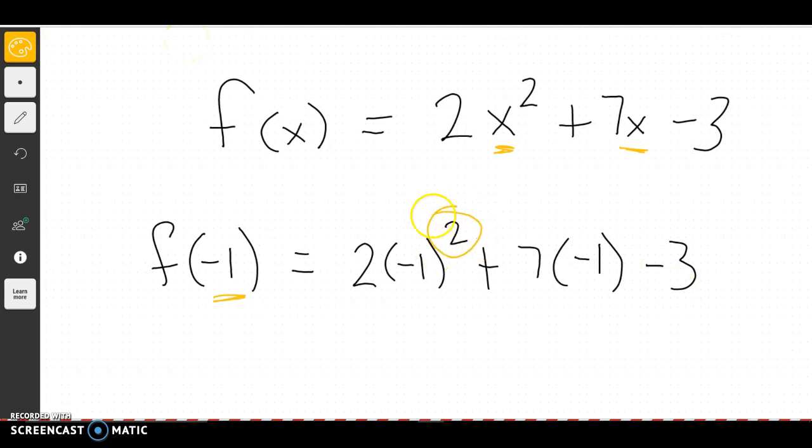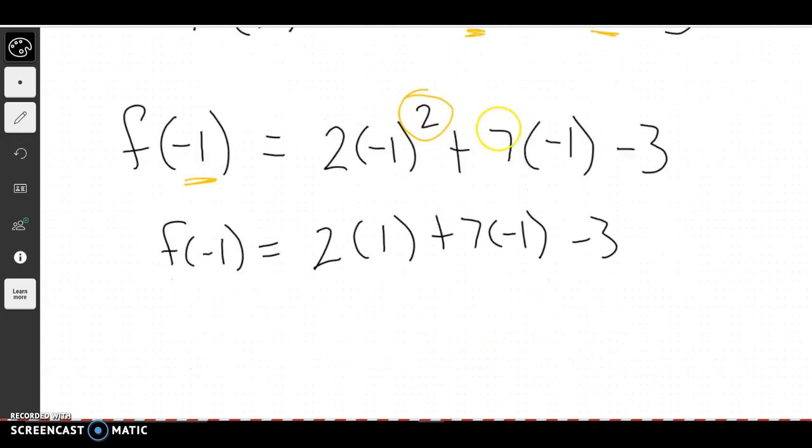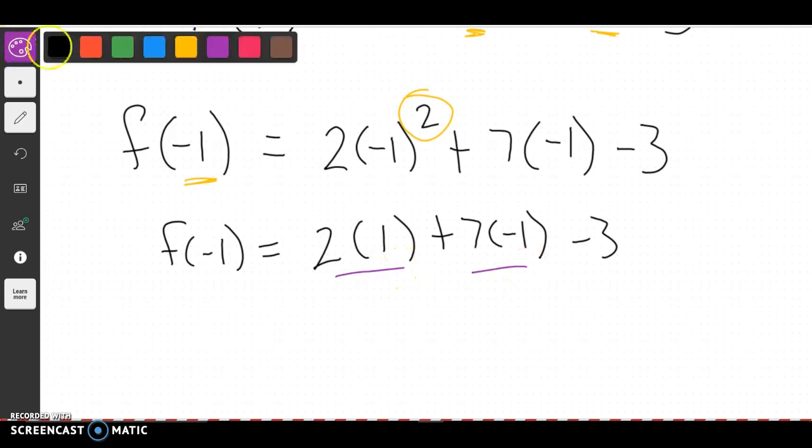So I should deal with the exponent first. When I deal with that exponent, I'll get that f of negative 1 is equal to, well, negative 1 squared is 1, so 2 times 1, whoops, can't write today, plus 7 times negative 1 minus 3. We're then going to multiply, because that's going to come before adding, so we'll multiply these two things together.